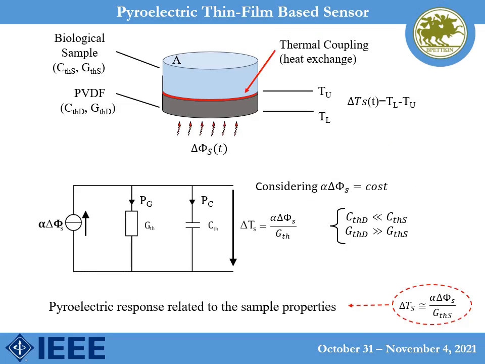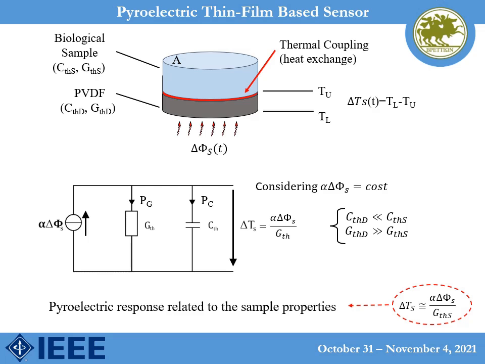In this slide is reported the thermal mechanism of the pyroelectric sensor. As stated before, the sample and the PVDF are characterized by heat capacity and thermal conductance. We assume that the absorption of radiant flux causes homogeneous temperature distribution in the transducer, creating a difference in temperature between the lower and the upper surface of the PVDF.